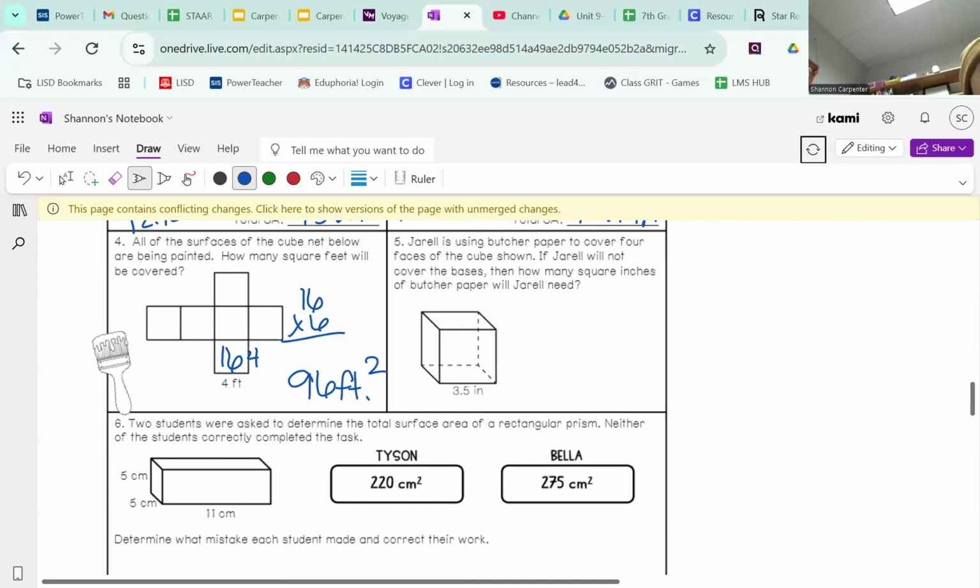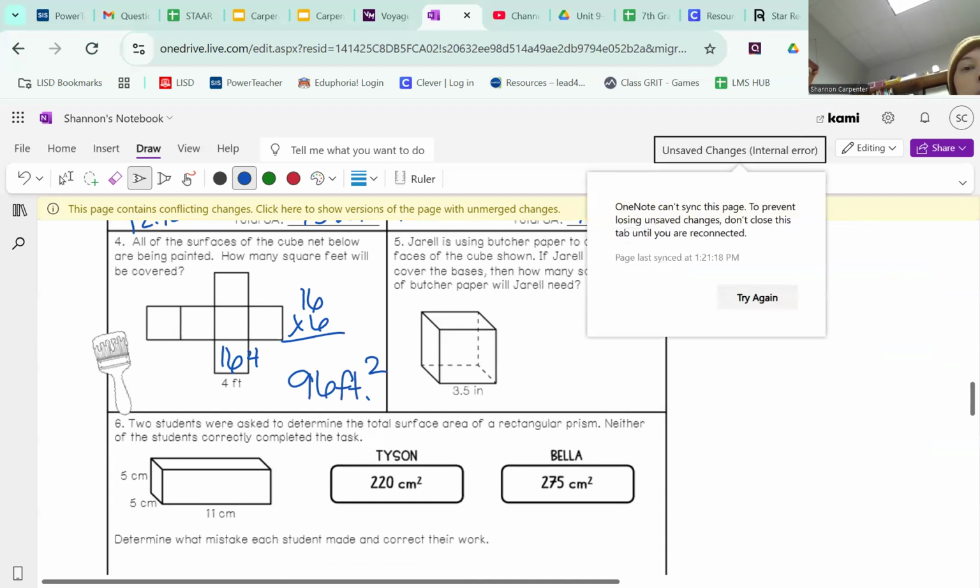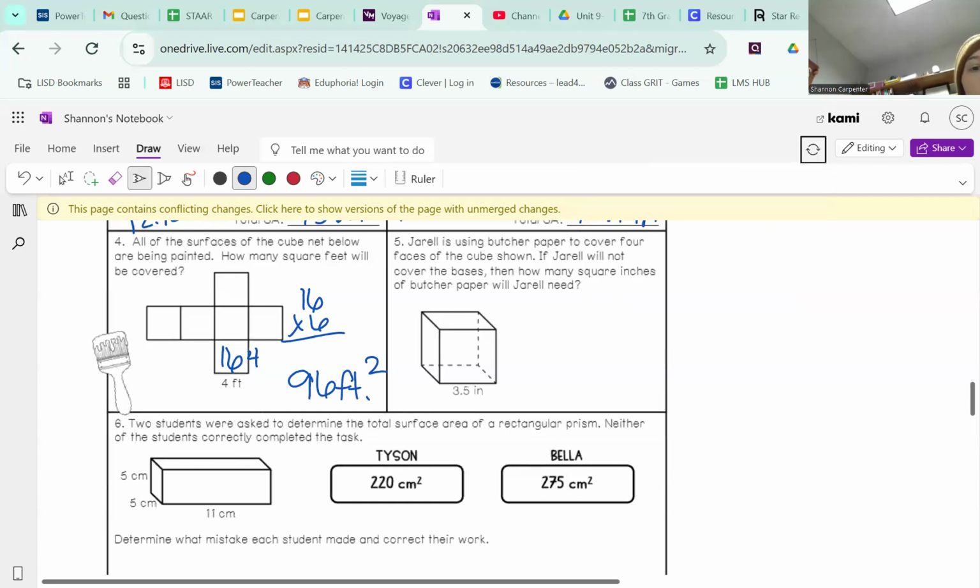Number 5 says Gerald is using butcher paper to cover 4 faces of the cube shown. If Gerald will not cover the base, then how many square inches of butcher paper will he need? Once again, we're just finding lateral surface area. It's a cube, so we know it's 3.5 times 3.5, which gives me 12.25. I'm going to multiply that by 4 because I don't want the bases, I just want lateral surface area, which gives me 49 inches squared.